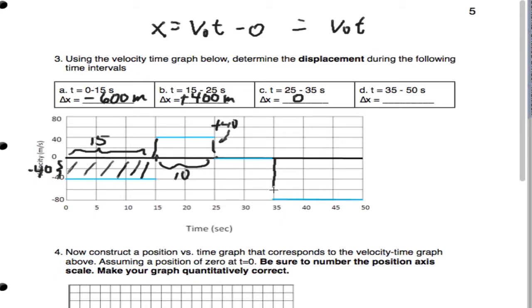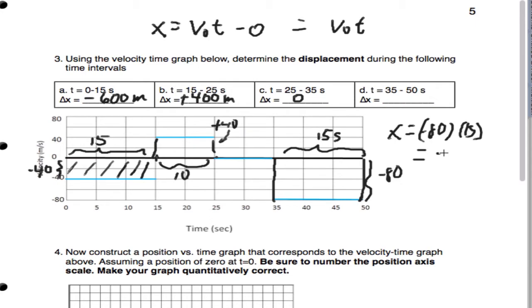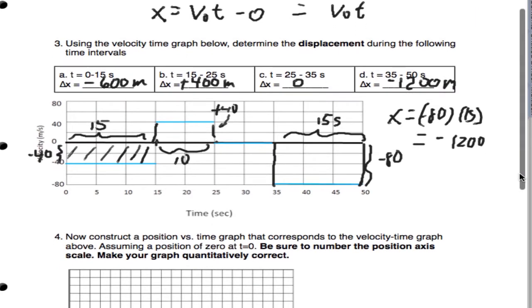For this last part, again, my time spans 15 seconds. My velocity is negative 80. So my displacement is negative 80 times 15, which works out to negative 1,200 meters. That doesn't mean I'm at a position of negative 1,200 meters. It means that from wherever I ended up at 35 seconds, I'm moving negative 1,200 meters from there.